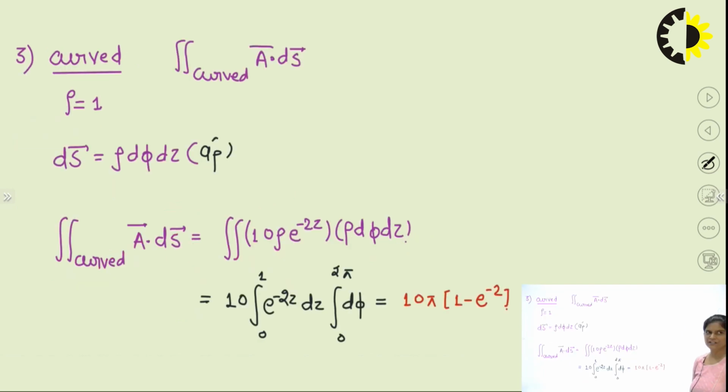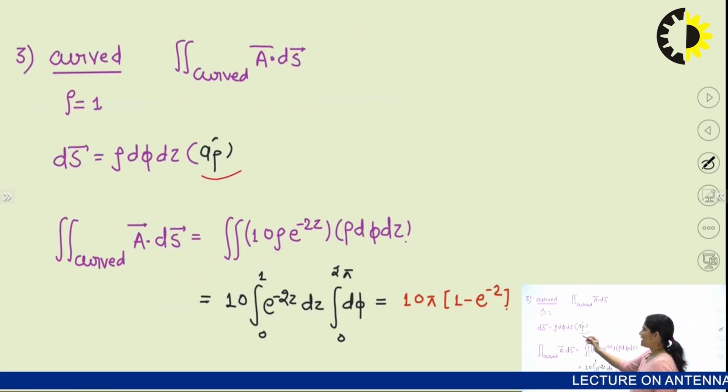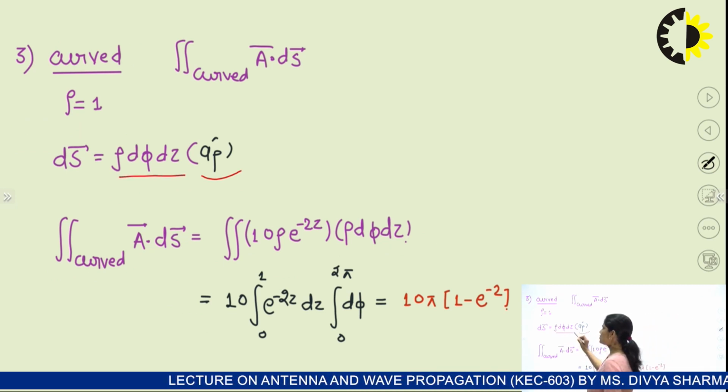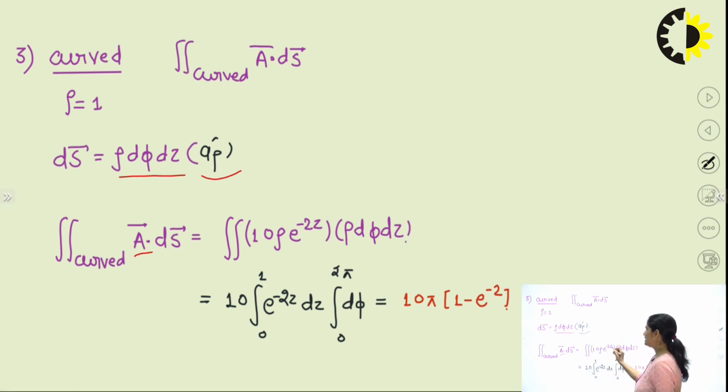Now for the curved surface. For the curved surface, your formula is the same, A dot ds. Now rho is changing. For the curved surface, your rho is changing from 0 to 1. If it is changing, then you can take the unit vector for rho, and if you are considering rho, you can take it like this, this is rho. Now what is ds? ds is equal to rho d phi dz. So write down here rho d phi dz. This is your ds, and A is given in the question as 10 rho e to the power minus 2z.